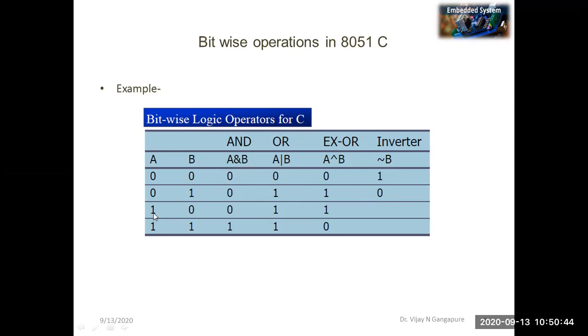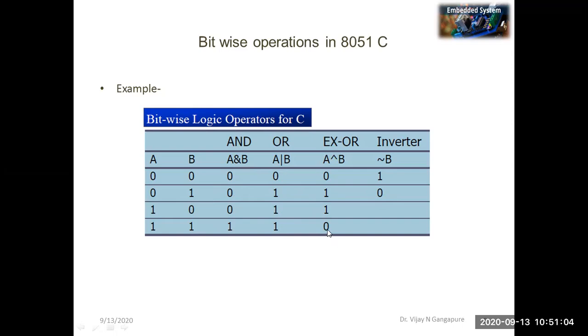Similarly, if A is 1 and B is 0, AND operation produces 0, OR operation produces 1, XOR produces 1. If A and B are both 1, then A ampersand B will be 1, A or B will be 1, and A XOR B will be 0.